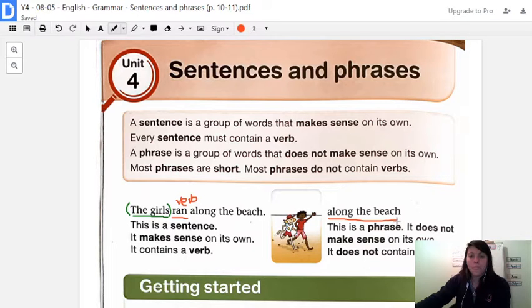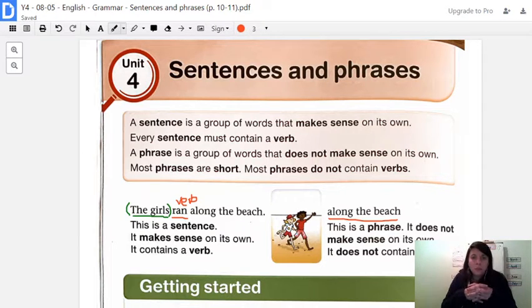No. Do we have a verb? No. Then this is a phrase. It does not make sense on its own, and it does not contain a verb. So if I tell you, I went to the beach. The beach is a nice place. All of those things have verbs, and they make sense, and they stand on their own.